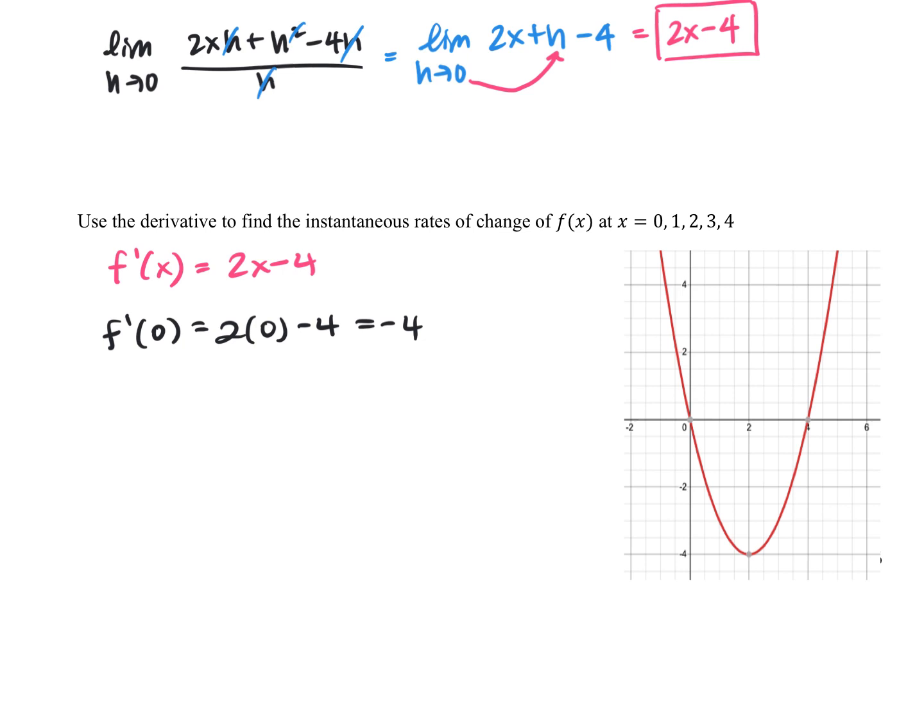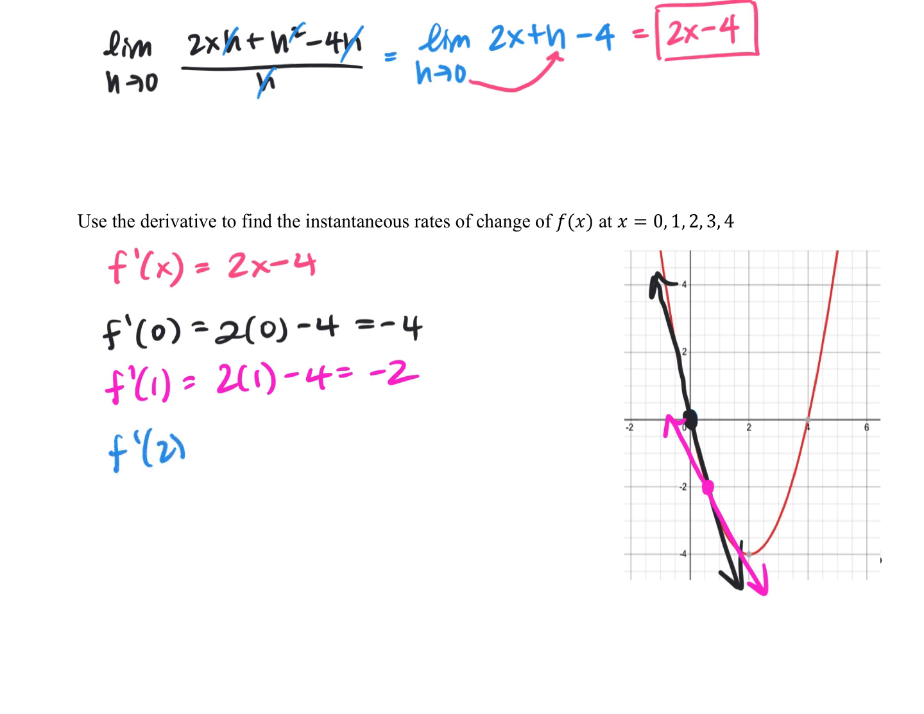Negative 4? You guys, at 0, let me put it in black. At 0, does it look like my slope is a pretty big negative, like negative 4 seems legit? Yeah, agreed. Okay, let's go find f prime of 1. f prime of 1? Negative 2. If I go to f prime of 1, that's here. Does that tangent line look a little bit less steep? Still negative though? Yeah.